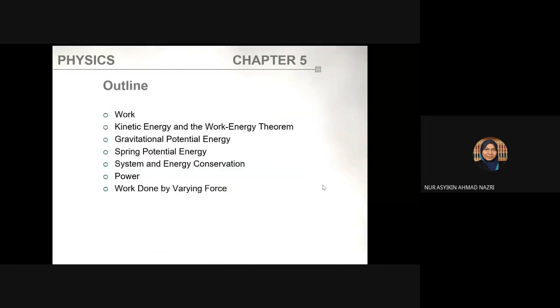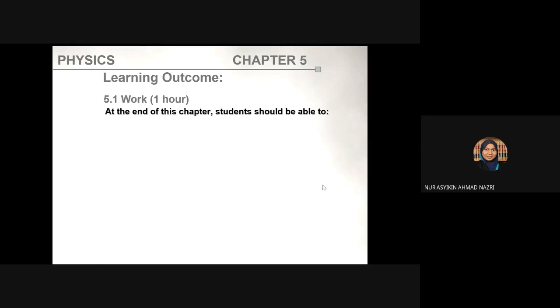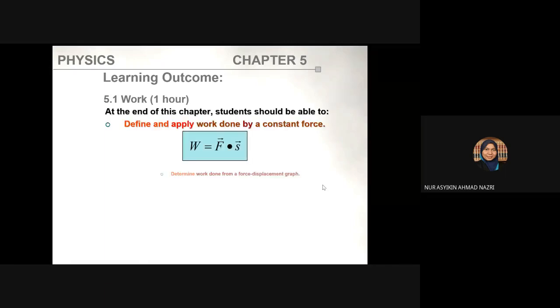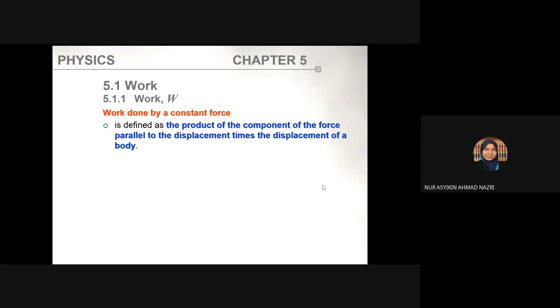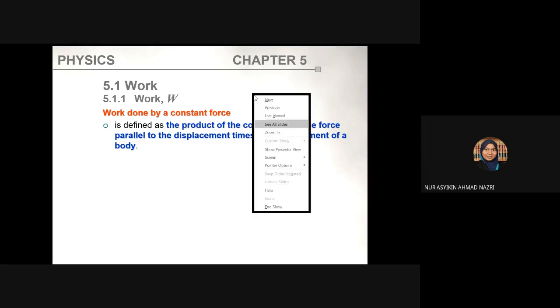Okay, alright. So outline for today, we're going to see only work lah. Sebab sejam je kan. Work pun dah 1 hour. Okay, macam tu. Right, so what is work? Okay, work done by a constant force.